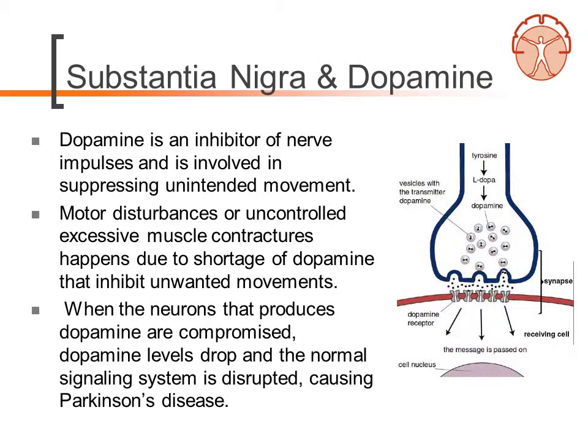Dopamine, as we now know, is an inhibitor of nerve impulses and is involved in suppressing unintended movements. Motor disturbances or uncontrolled excessive muscle contractions happen due to a shortage of dopamine. When the neurons that produce dopamine are compromised, dopamine levels drop and the normal signaling system is disrupted, causing Parkinson's disease.